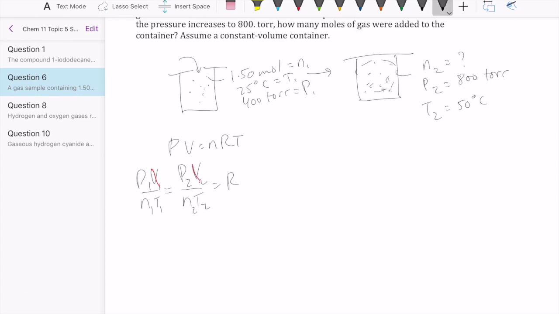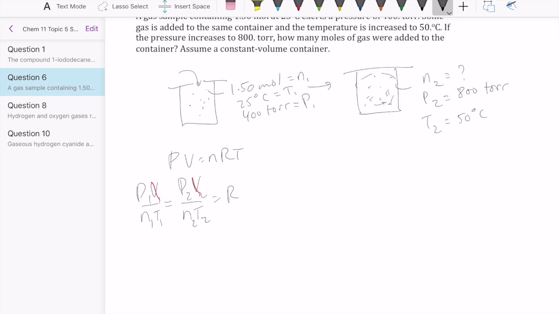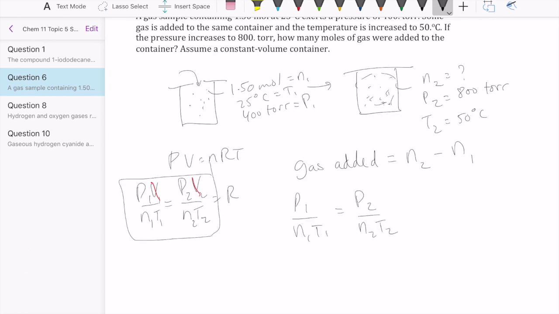So to figure out the number of moles of gas that's added, that means we need to take the difference of what we have at the end, N2, minus what we have at the beginning, which requires us to calculate N2 here using this relationship. So let's rearrange that expression. Okay, just do a cross multiplication. So your N2 would be on this side, and then you just bring everything else to the other side. So the P2 and the T2 would remain there, and then the N1 T1 becomes the numerator because you do the cross here, and then the P1 becomes the denominator.